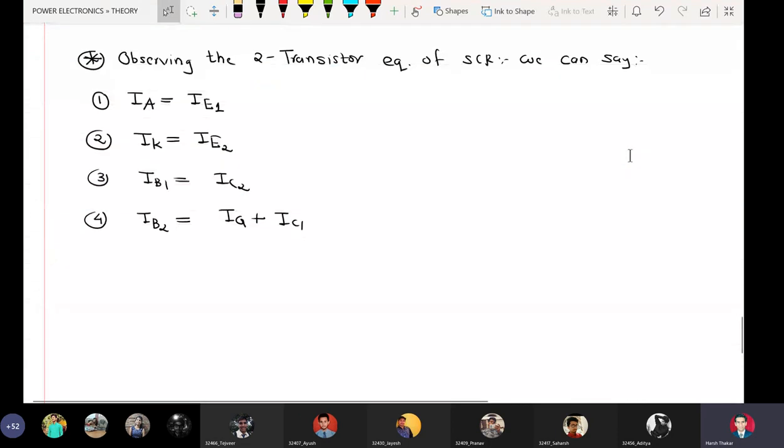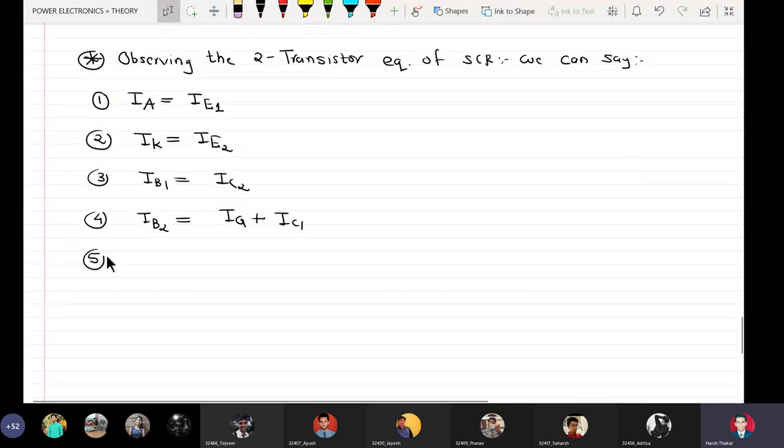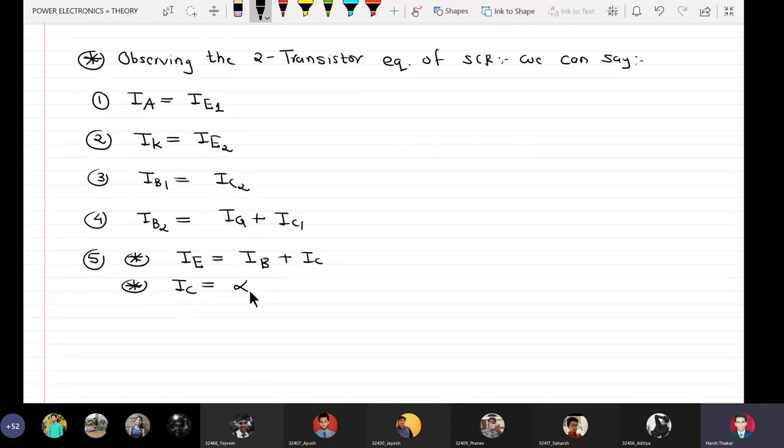Now, we can write the basic equations of a transistor. The emitter current IE is equal to IB plus IC. You know this. The second basic equation is IC is equal to alpha IE plus the leakage current ICBO.